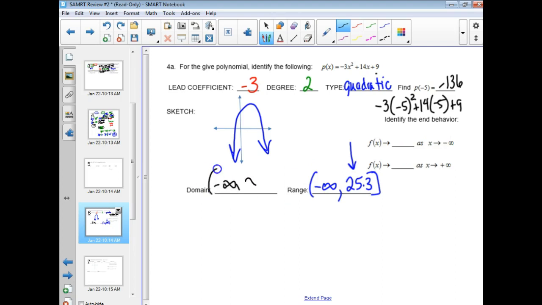Yes, negative infinity to infinity. Very good. All right, let's talk about end behavior. X goes to negative infinity. It's fancy talk for left. So what is your end going to? Negative infinity. Good. And then X goes to positive infinity is fancy talk for right. Where's your end going? Negative infinity. Basically, you're saying down and down.